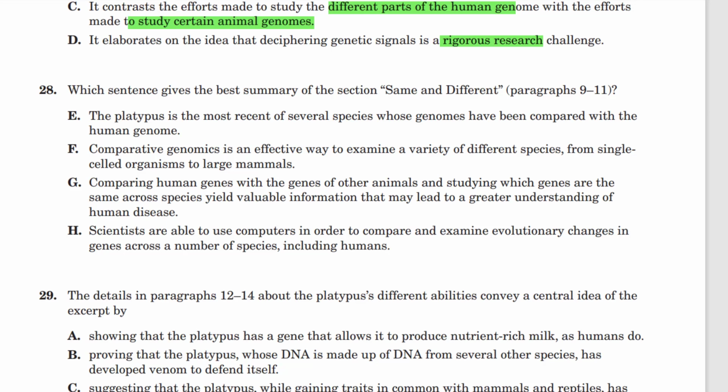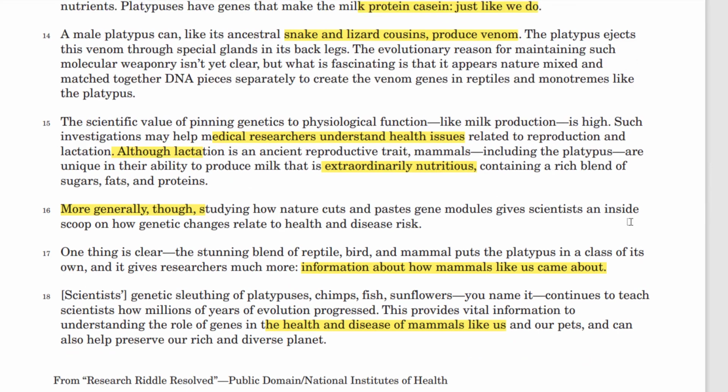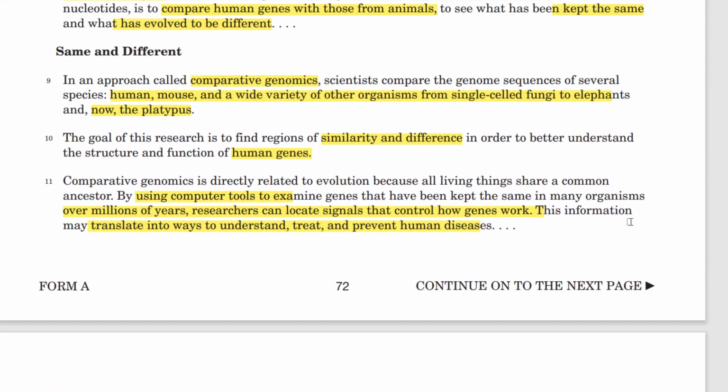Number 28. Which sentence gives the best summary of the section "Same and Different," paragraphs 9 to 11? Okay, so we just quickly discussed what that same and different section is. Let's take a look. This is where we introduce comparative genomics. We compare humans with other animals to see how much they're alike and how much they're different, right?